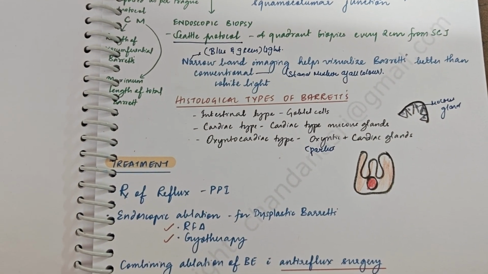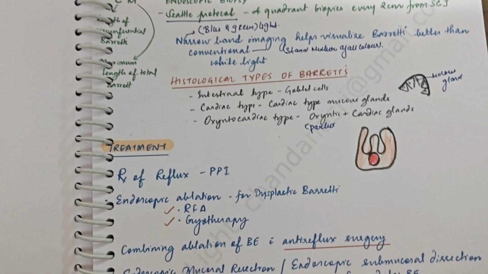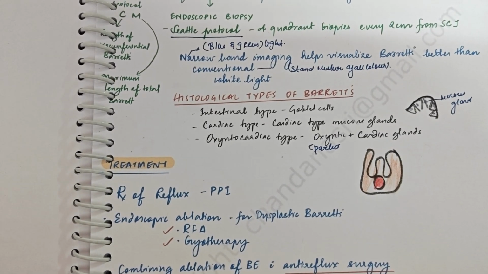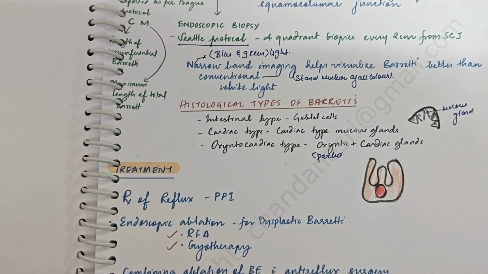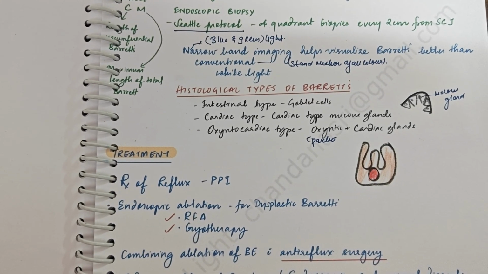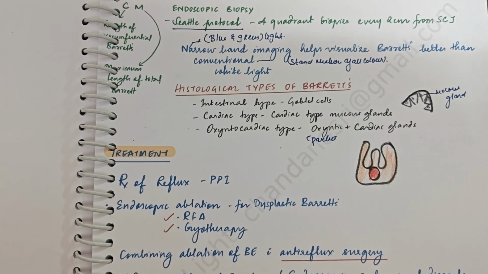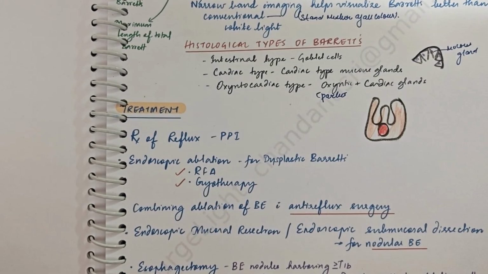Now, what are the histological types of Barrett's? It can be the intestinal type, with goblet cells, as I have told you. It can be the cardiac type, where mucous glands are present. Then the oxyntocardiac type, where oxyntic or parietal cells and cardiac glands are present.